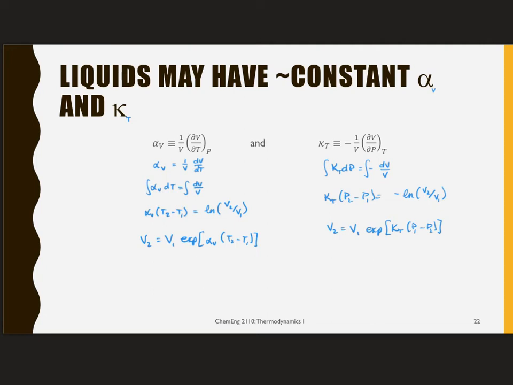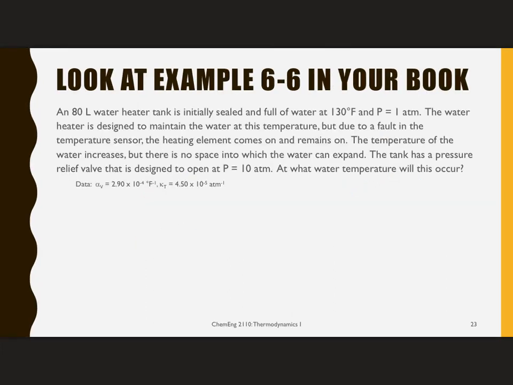We know from past experience that changes in volume based on temperature or pressure changes for liquids are going to be very small, so we would expect these numbers to be very small. Why is this worth the time to do? Well, let's look at an example from your textbook. An 80-liter water heater tank is initially sealed and full of water at 130 degrees Fahrenheit and 1 atmosphere.